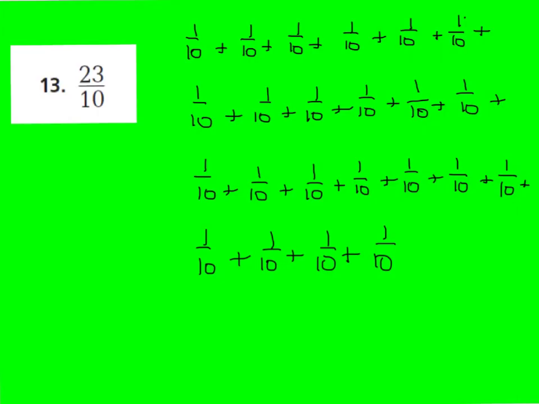All right, for number 13, it's called 23 tenths. So I have 23 groups of tenths, because my sum of unit fractions would be 1/10 plus 1/10 plus 1/10, and you're going to do that 23 times.